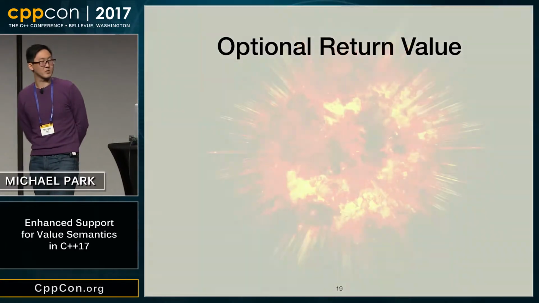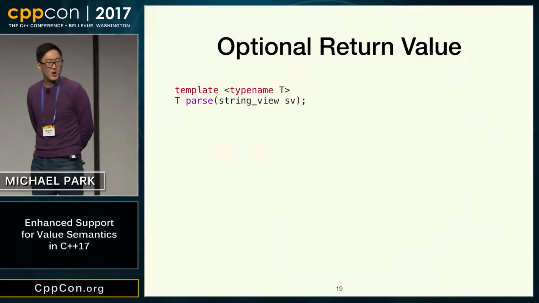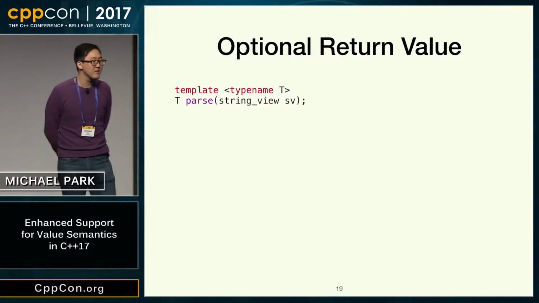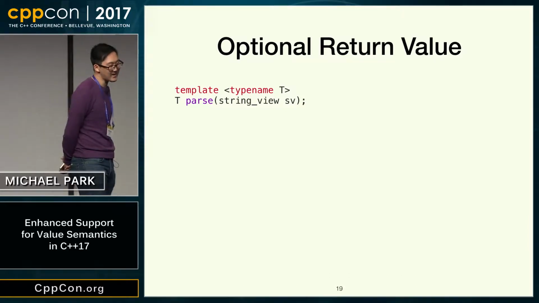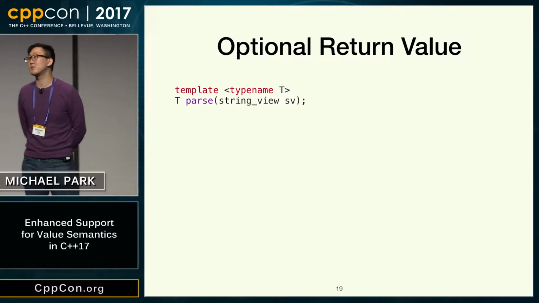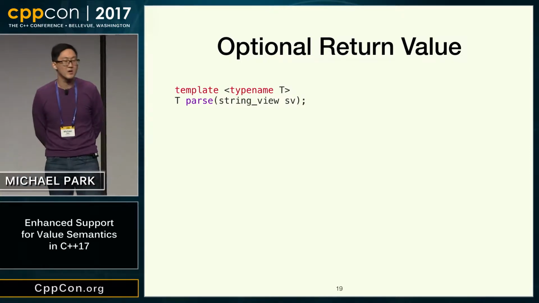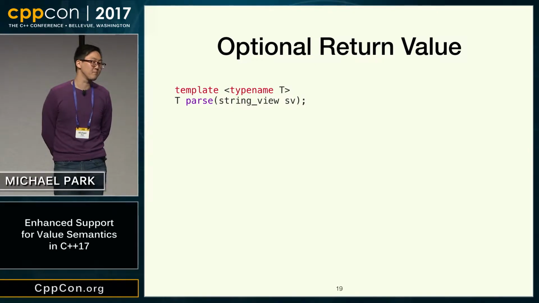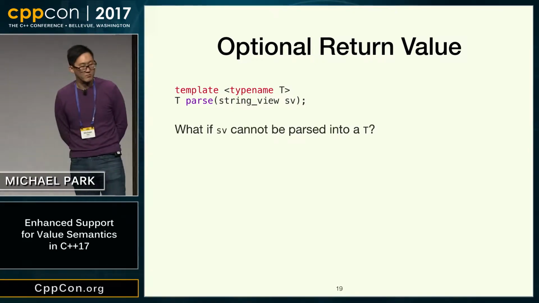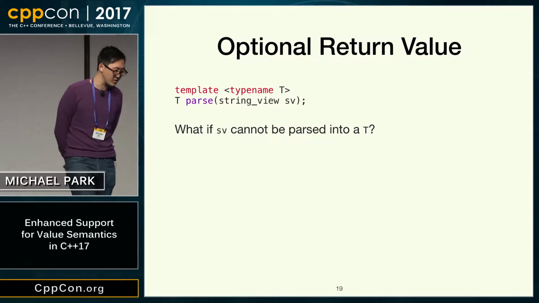So let's talk about optional return values. Here I have a parse function that's going to take a string view, C++17, fancy stuff. We're going to take the result type explicitly, and we're going to attempt to parse this string into a T, and that's what this function wants to do. So, okay, what happens if the string view cannot parse the string into a T?